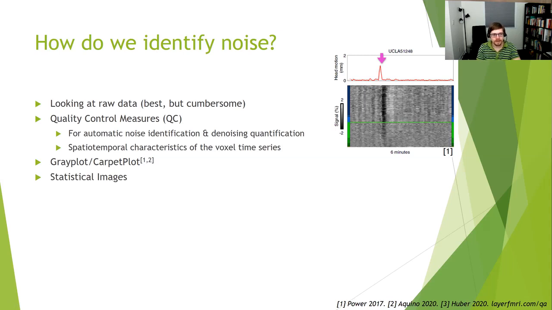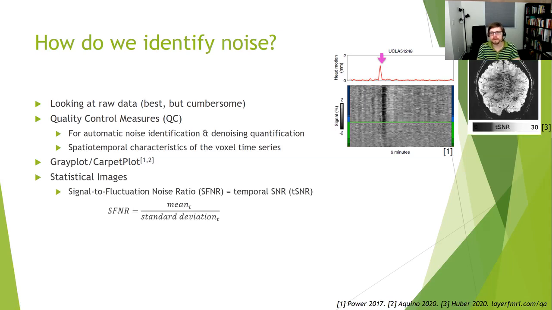You can quantify noise by statistical images, and the most common one is signal to fluctuation noise ratio, SFNR, or also temporal SNR, TSNR. Basically, you take the mean of a time series of a voxel and divide it by the standard deviation of the time series. So you get one value per voxel, and you can create a map out of that.